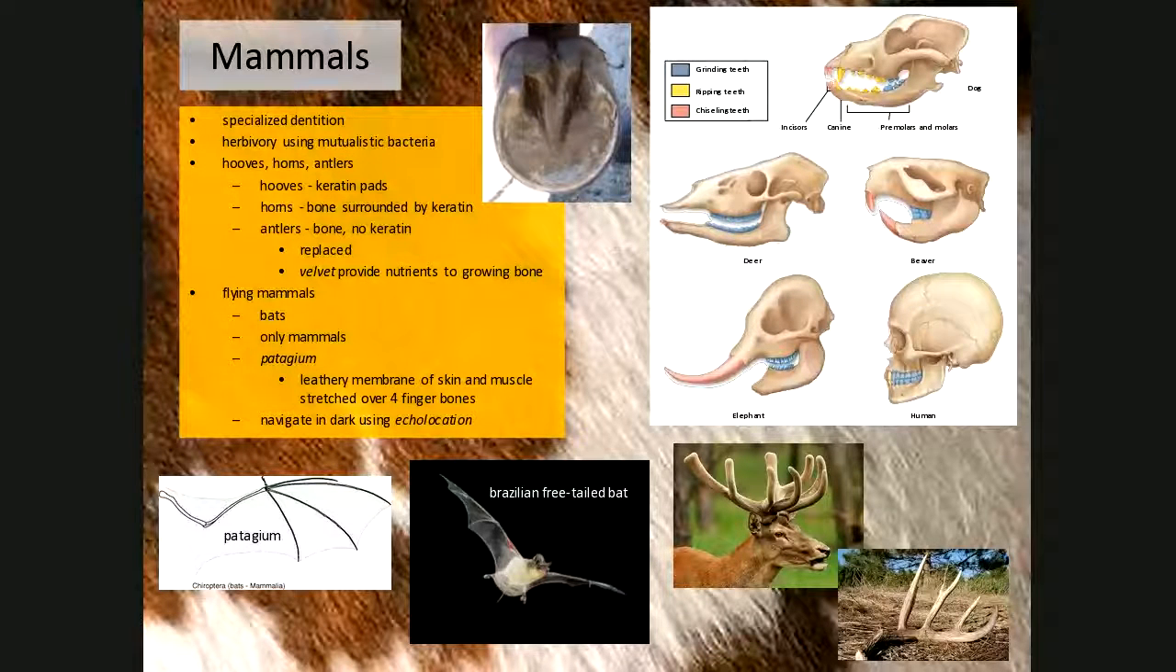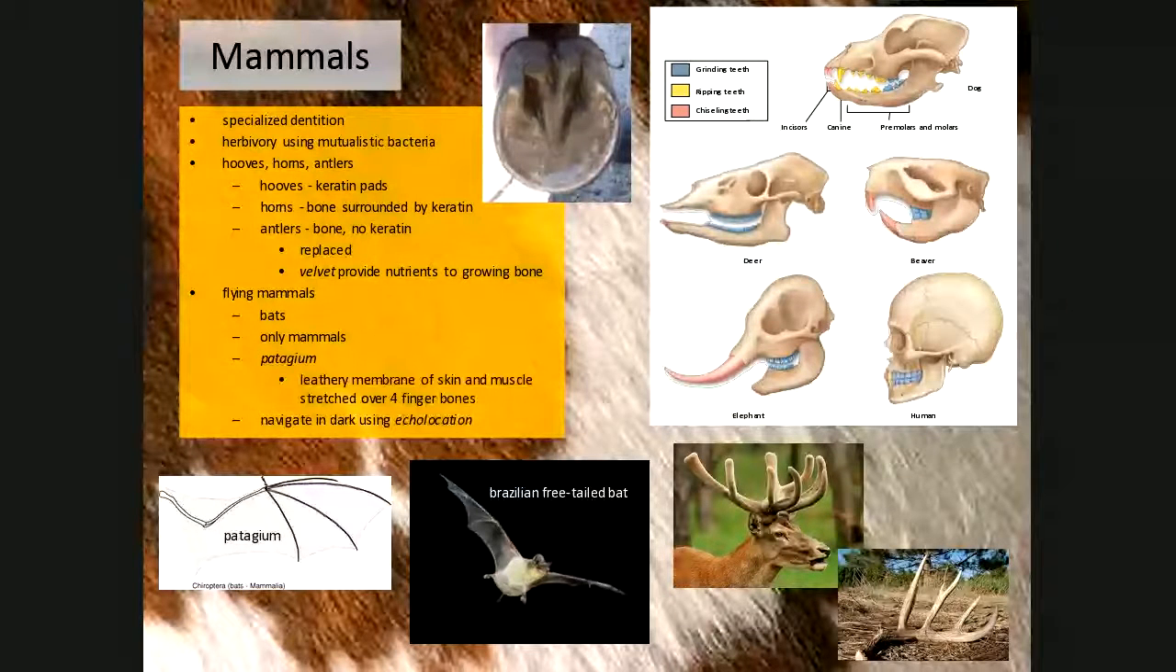We have what's called heterodont dentition, different kinds of teeth, as opposed to homodont. Killer whales have homodont dentition. All their teeth are the same, 80 conical shaped teeth. Our teeth are different shaped, and that's all reflective of diet.